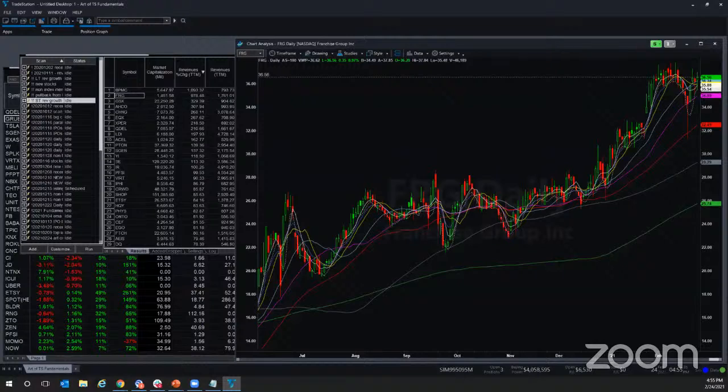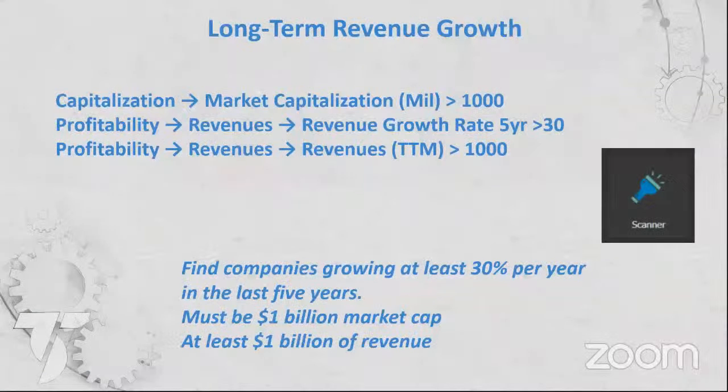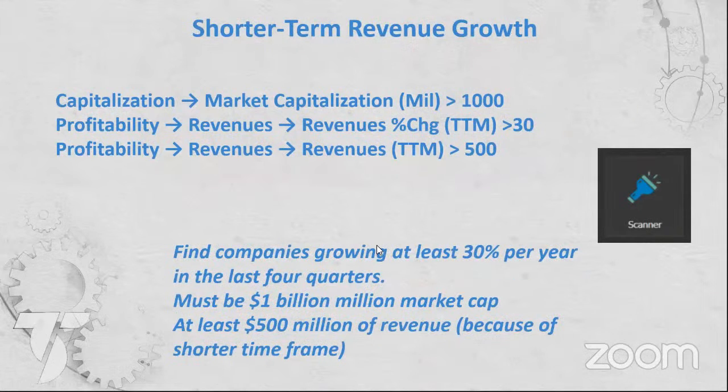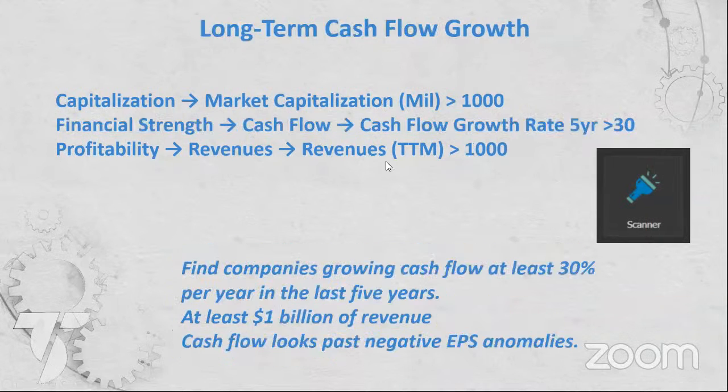Okay, so the goal of this, what we're trying to do is, like I said, we're looking for companies that are growing at least 30% a year for the last 4 quarters, must be $1 billion of market cap and at least 500 million of revenue. That's the criteria there. Okay, now the other interesting thing is long-term cash flow growth.